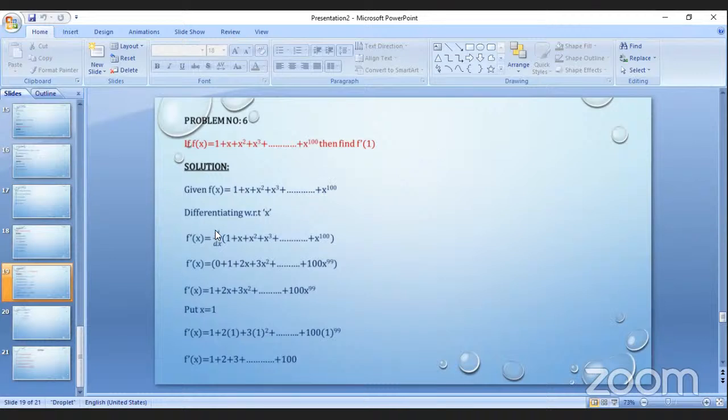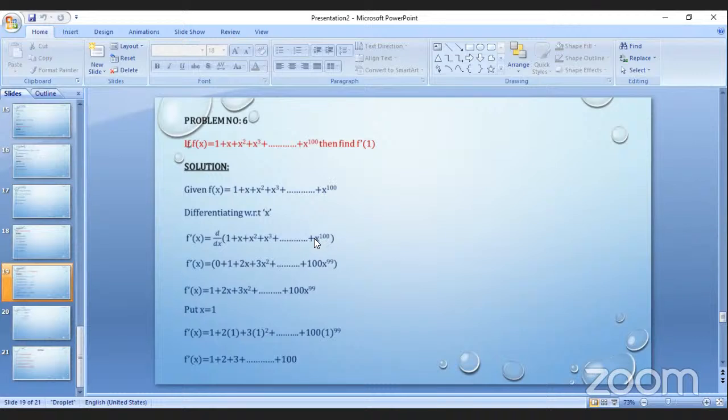Observe here, d by dx of a constant is 0. We know the formula d by dx of x power n equals n into x power n minus 1. So d by dx of 1 is 0, d by dx of x is 1, d by dx of x square is 2x, d by dx of x cube is 3x square, and so on, plus d by dx of x power 100.